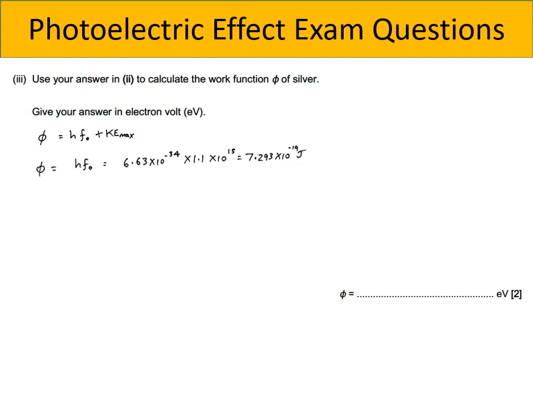But it was worth underlining the fact that we had to give our answer in electron volts. So to go from joules to electron volts, we must divide by 1.6 times 10 to the power minus 19. So we have 7.293 times 10 to the power minus 19 divided by 1.6 times 10 to the power minus 19. The 10 to the power minus 19 cancel out, and we are left with 4.6 electron volts.